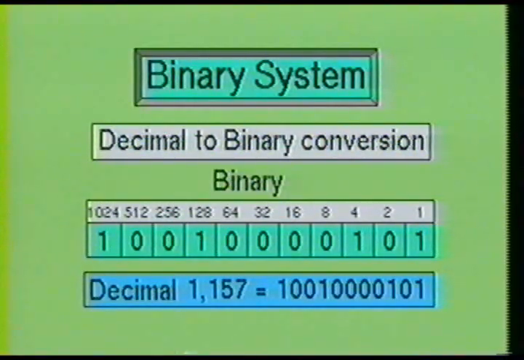As you now see, the binary equivalent of the decimal number 1157 is 10010000101. With a little bit more practice, you will find that converting decimal numbers to binary, and vice versa, is a very uncomplicated operation.